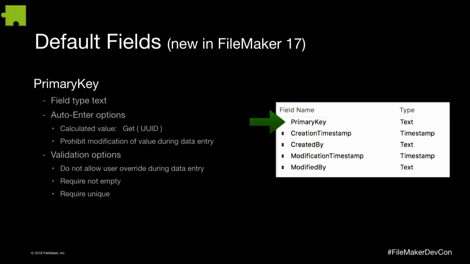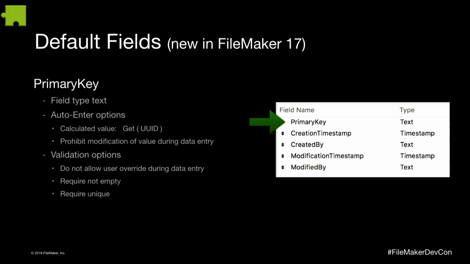Now, a new feature in FileMaker 17 that we got given was default fields. So when you create a new table, you get given these 5 fields for free. And one of those fields is called primary key. Again, not a name that I would have chosen for the primary key, but you can change that if you want once the table is created. So you can make an ID of whatever you want it to be.